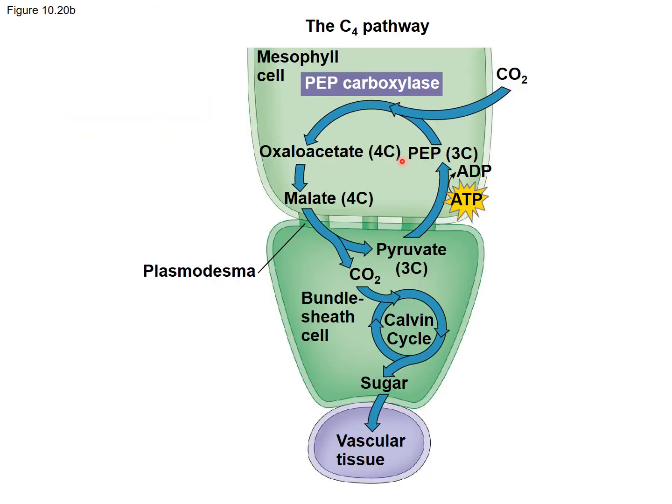So let's look a little bit closer. Here we have the mesophyll cell and we have the bundle sheath cell. What's different about the C4 plant is that the carbon is fixed initially in the mesophyll cells. However, it doesn't involve Rubisco, which is going to be present in the bundle sheath cells. So C4 plants have this enzyme called PEP carboxylase. This is a special enzyme.